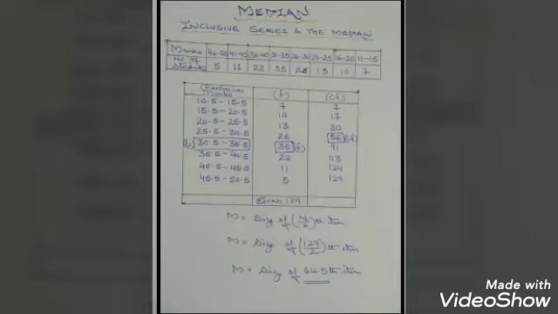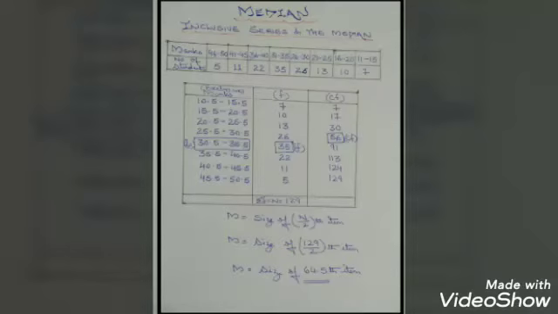Children, first let's put the data in ascending order: 11 to 15, then 16 to 20, then 21 to 25, then 26 to 30, 31 to 35, 36 to 40, 41 to 45, and 46 to 50. For the first one, 11 to 15, we deduct 0.5 from 11 and add 0.5 to 15. So 11 minus 0.5 gives 10.5, and 15 plus 0.5 gives 15.5.